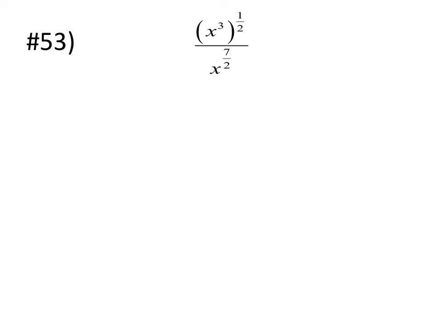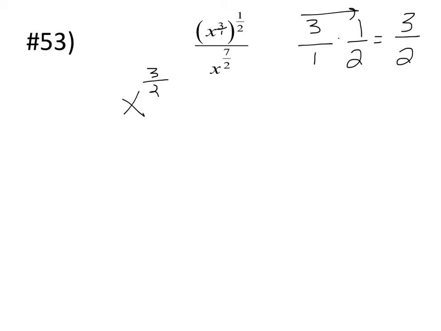Alright, first things first, I'm going to give this 1/2, so it's x to the 3/1 to the 1/2. So when you take a power to a power, you multiply the exponents. When you multiply fractions, you just multiply straight across. So it's 3/2. So you have x to the 3/2 over x to the 7/2.